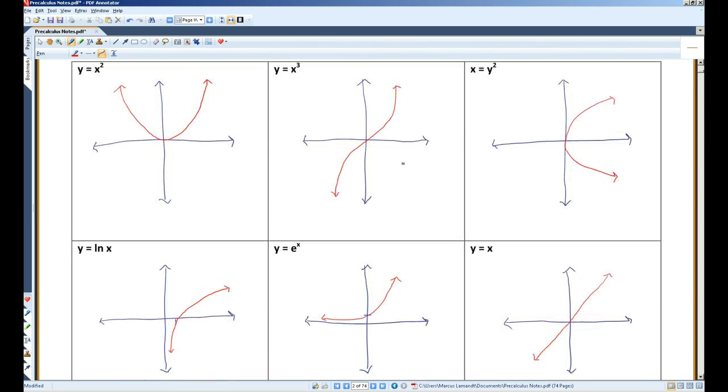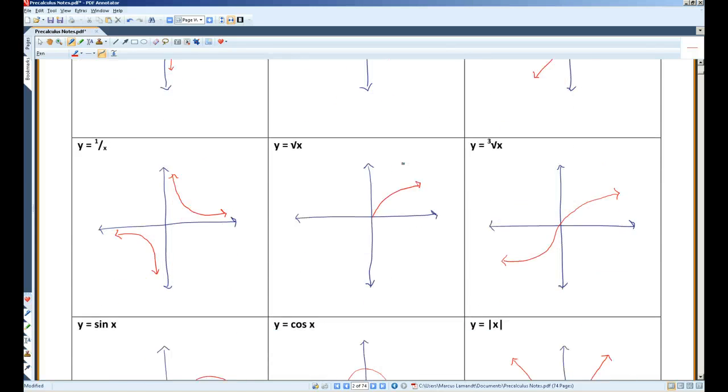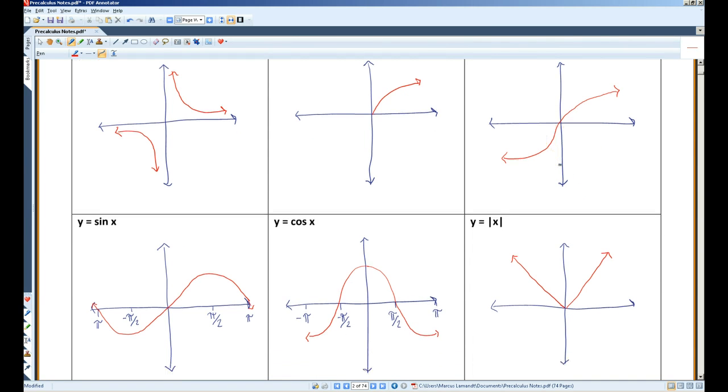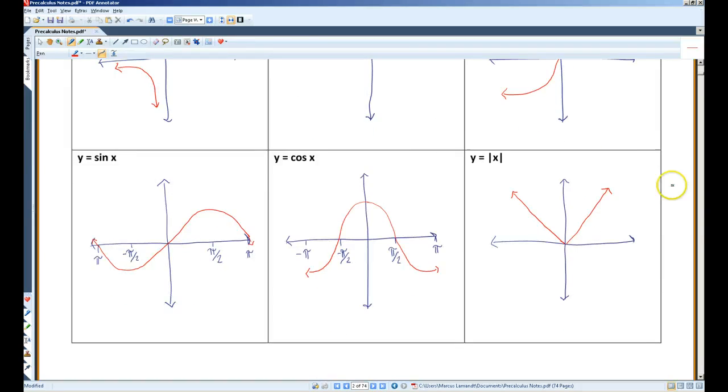So I'm scrolling up and down. These are the first 6, and these are the last 6. Feel free to pause and rewind as needed, and make sure you have them all copied down. And that's all for Unit 1.